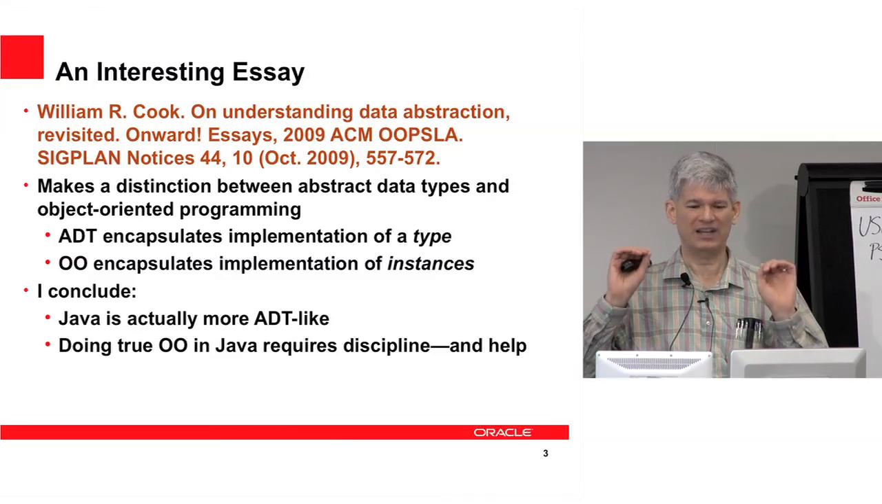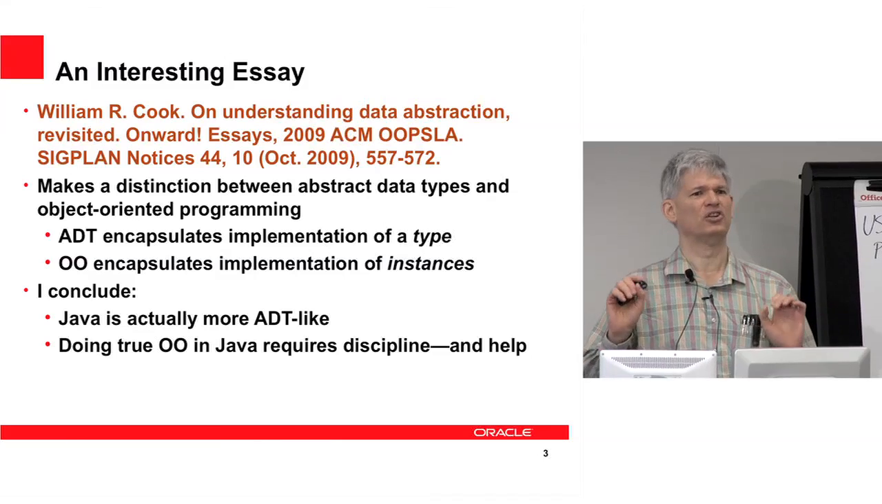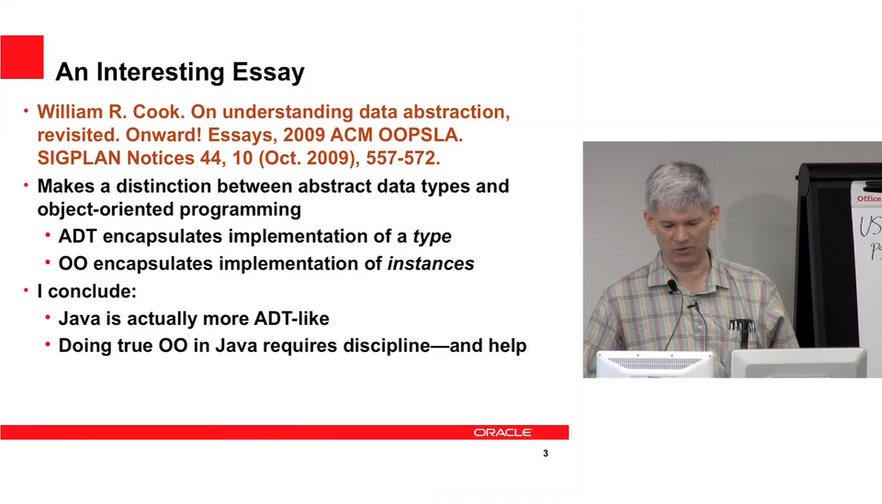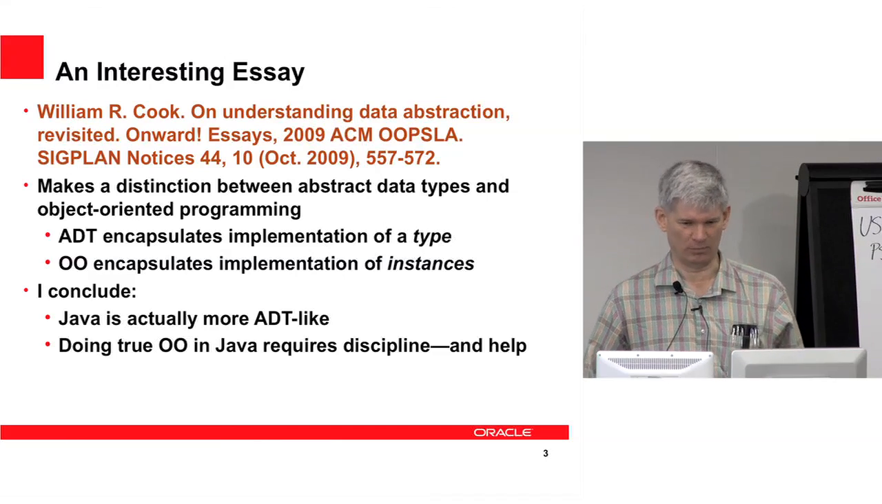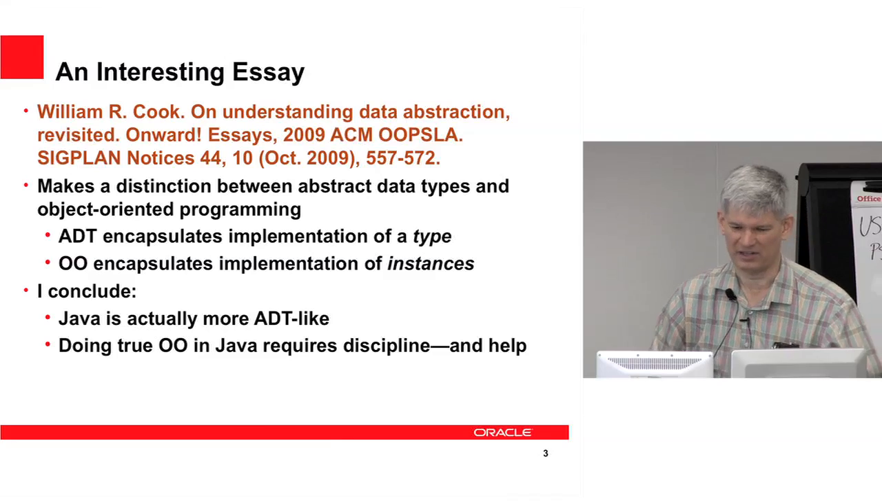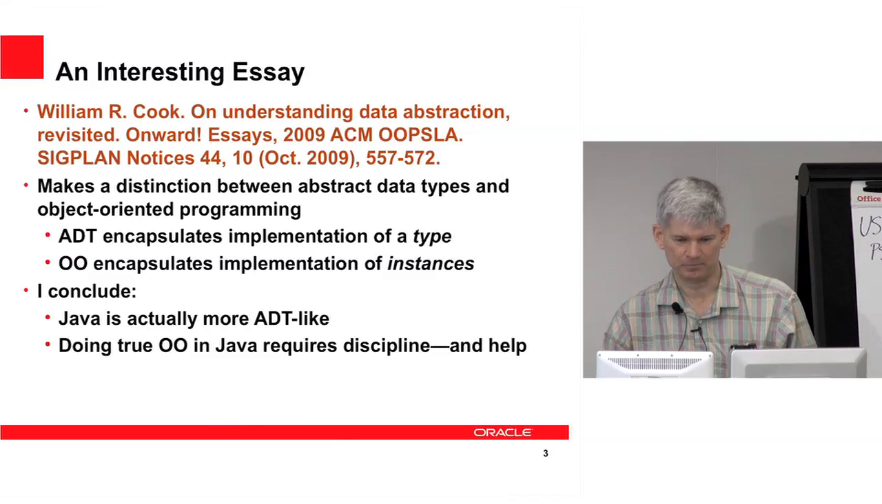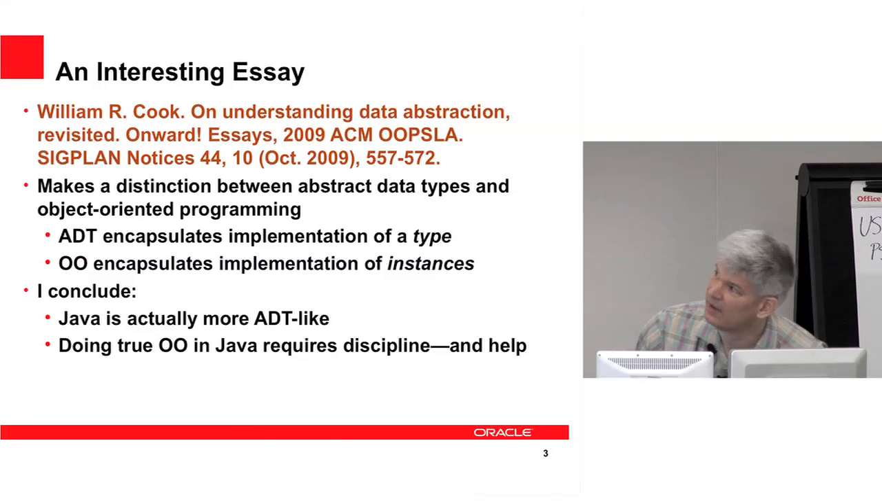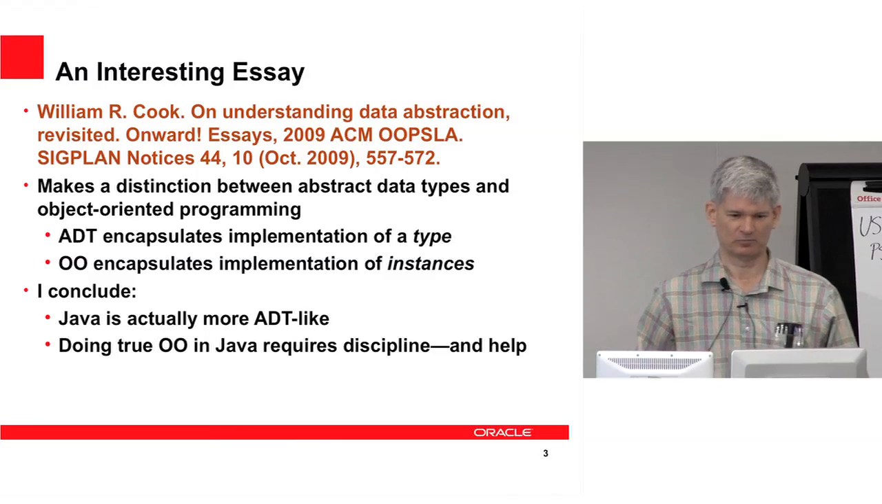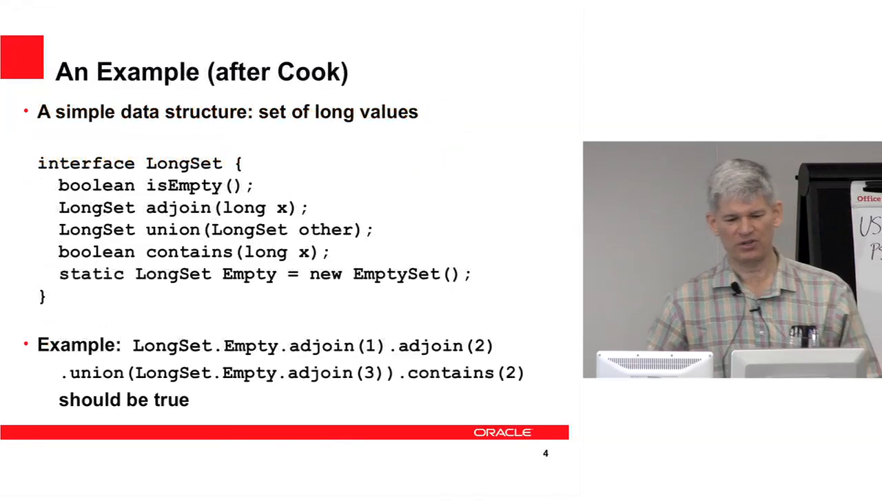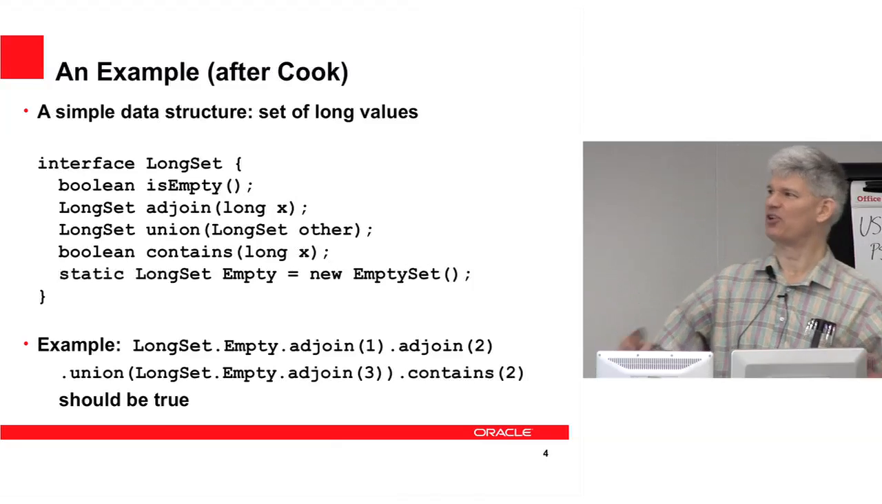Doing true object-oriented programming in Java, which sometimes you want to do and sometimes you don't, so it's nice that Java gives you the choice. But if you want to be truly object-oriented, this requires a little bit of discipline in how to use the language and perhaps needs some extra help. One of the things I'm going to be talking about is what kind of extra help you might need. So I'm going to show you an example. I like code. I'm going to show you lots of code.